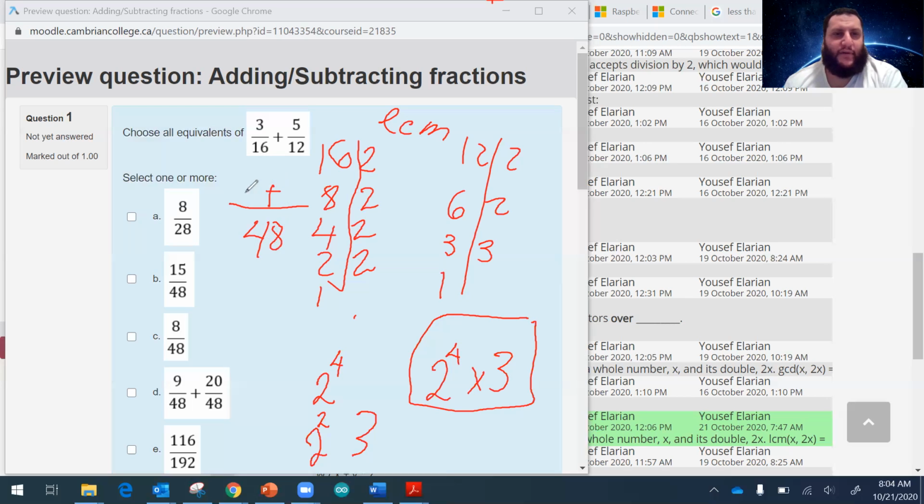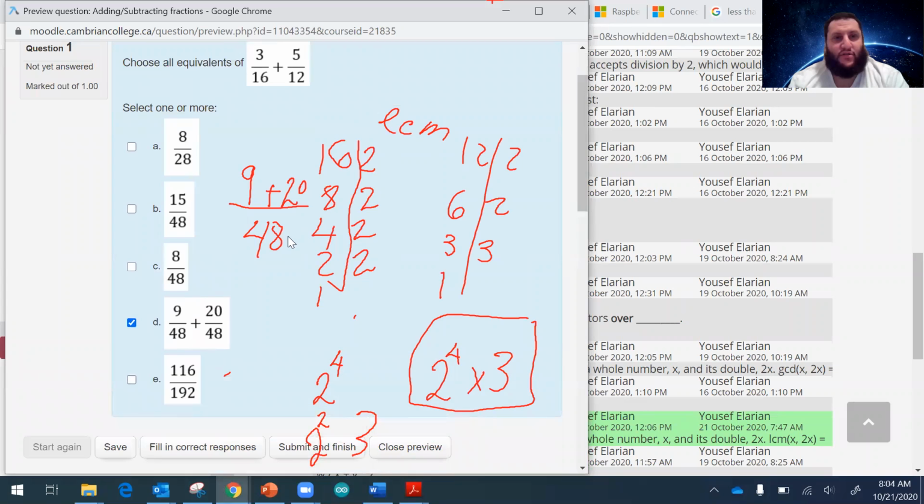Now the first one was multiplied by 3 to become 48, so it's a 9. The second one was multiplied by 4 to become 48, so it's a 20 here. And this is one of the answers directly, but here it says you have to choose all answers that apply. So we would see if there are others that would apply. To do that, we would sum these, and it's 29 over 48. We can see that 29 is a prime number and 48 is not a multiple of it, so we cannot simplify it further. So is there 29 over 84? No, but still this answer is correct.